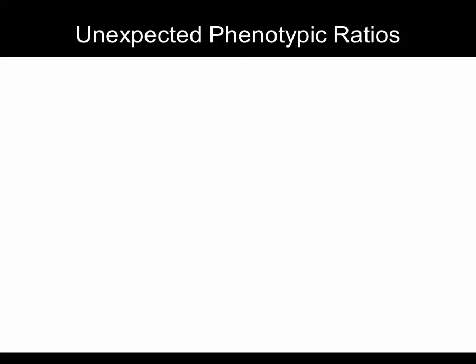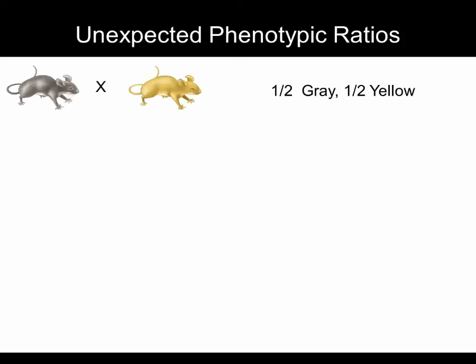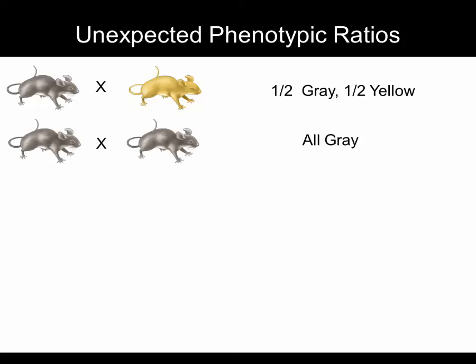Moving on, here's another odd case with unexpected phenotypic ratios. When you cross a gray mouse with a yellow mouse, you always get 1/2 gray offspring and 1/2 yellow. It doesn't matter which gray mouse and which yellow, you always get those offspring. Now take any 2 gray mice and cross them, and all the offspring will be gray.